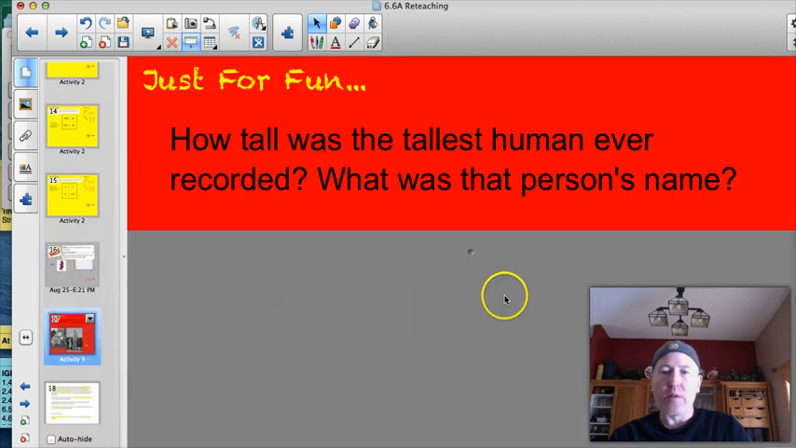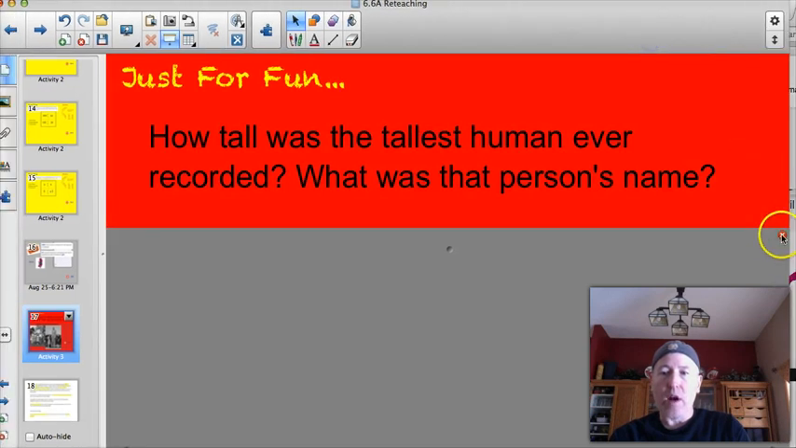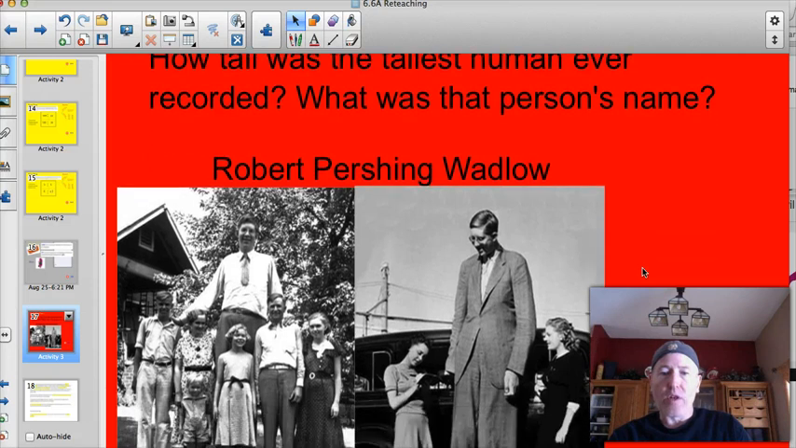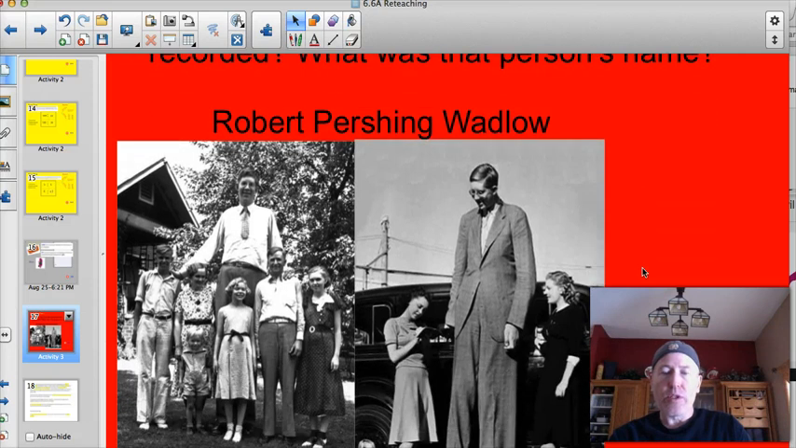All right, sorry about the long video. Here's the answer to the trivia question. Who was the tallest person, and how tall were they? It was Robert Pershing Wadlow. These are genuine, real pictures. He was 8 feet 11 inches, almost 9 feet tall. Yeah, these aren't kids. These are his mom and dad and his family members.